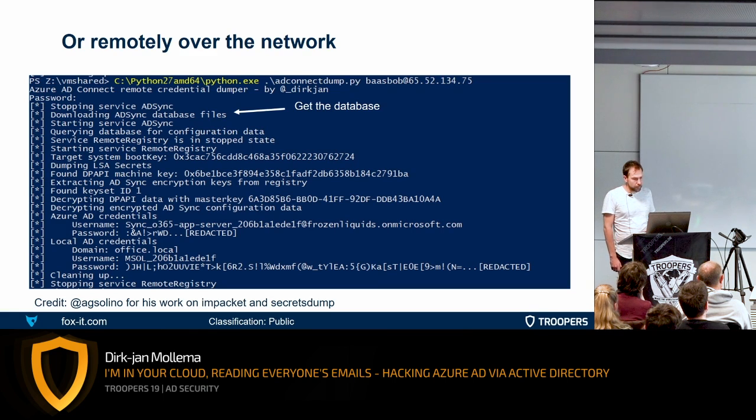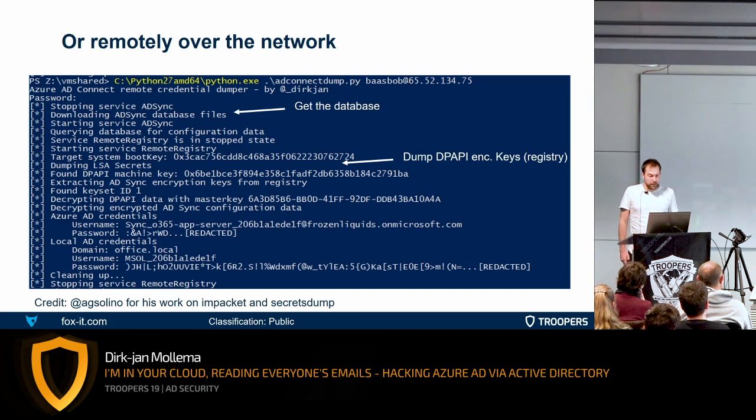So what it does, first it stops the AD sync service, because it cannot access the database if it's in use by the service. Then it downloads the database to the local computer. Then it looks up the DPAPI keys. There are some master keys stored on disk, and there are some keys, which these keys are encrypted in the registry. And this is all based on secretsdump.